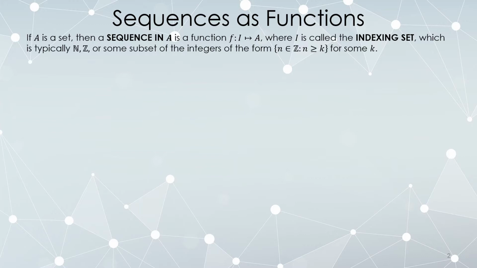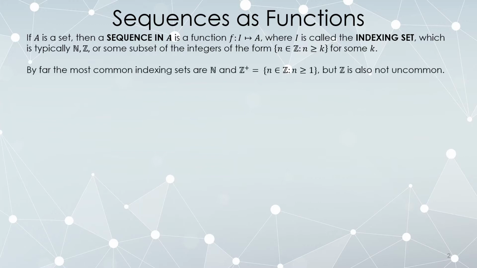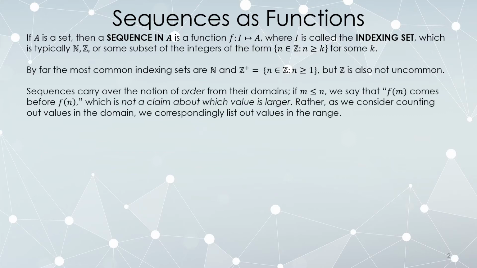Typically, the indexing set is going to be the natural numbers or the integers or some subset of the natural numbers, like bigger than or equal to something, bigger than or equal to 1 being the most common. So here are our two most common indexing sets. These are the domain for our function: natural numbers 0, 1, 2, 3, or bigger than or equal to 1: 1, 2, 3. So it's really the same thing, just with 0 included in the naturals or not included in the positive integers. But all integers are also not an uncommon indexing set.